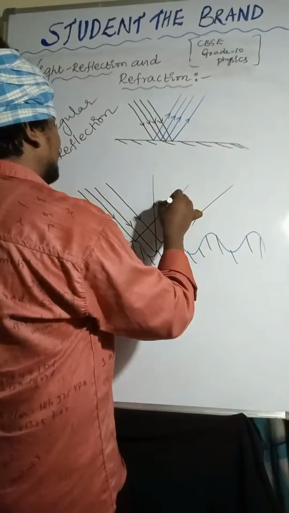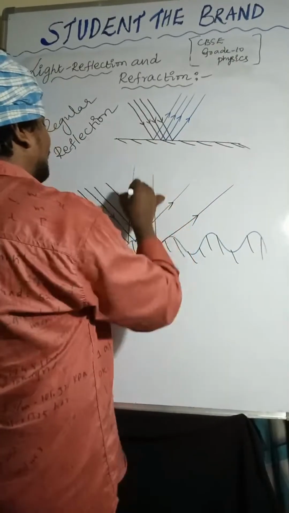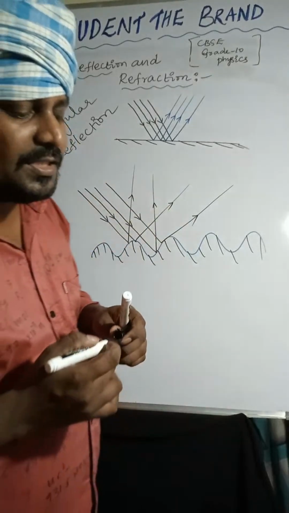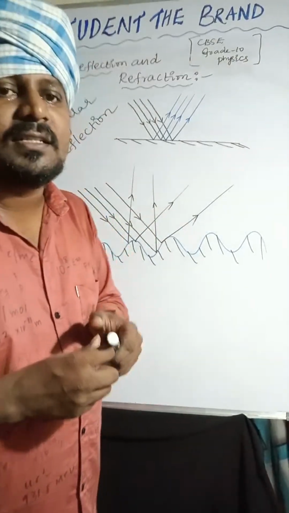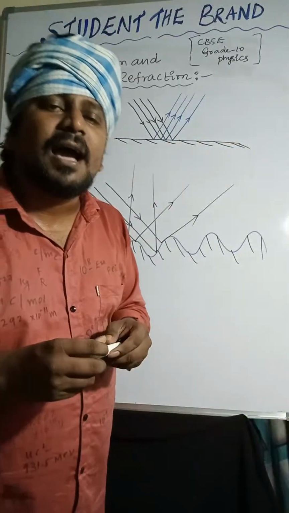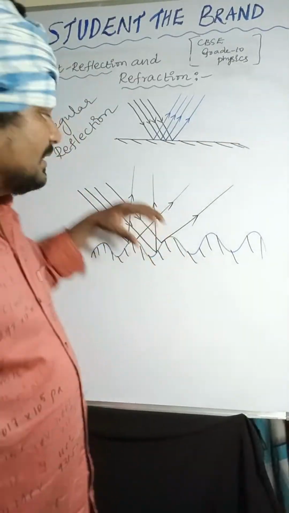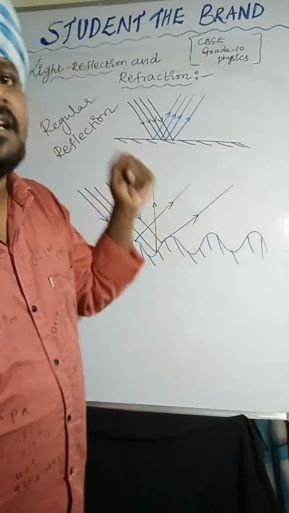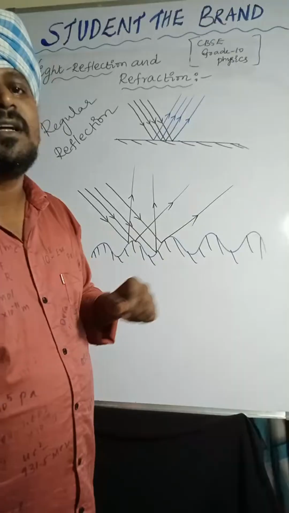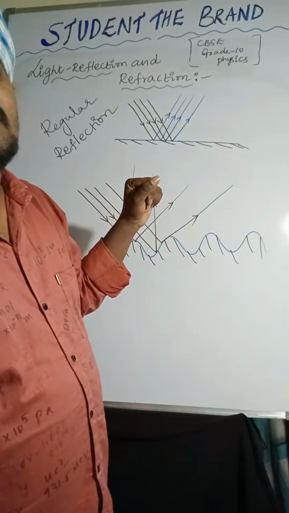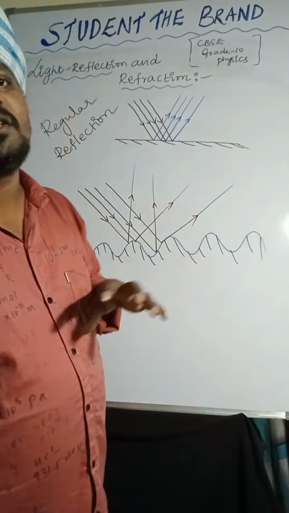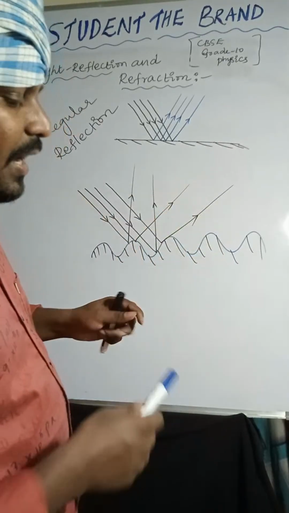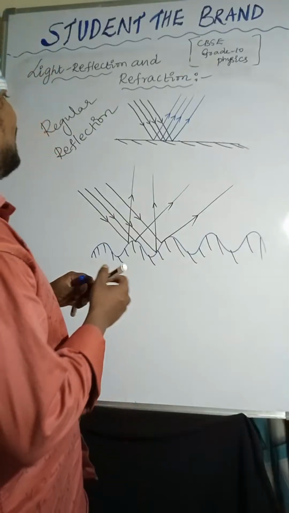Here you can see this is one light ray, this is one light ray, and this one is one light ray, and you can observe the reflected light rays are not parallel to each other. Incident light rays are only parallel, but reflected light rays are not parallel to each other. So this type of reflection is called irregular reflection.